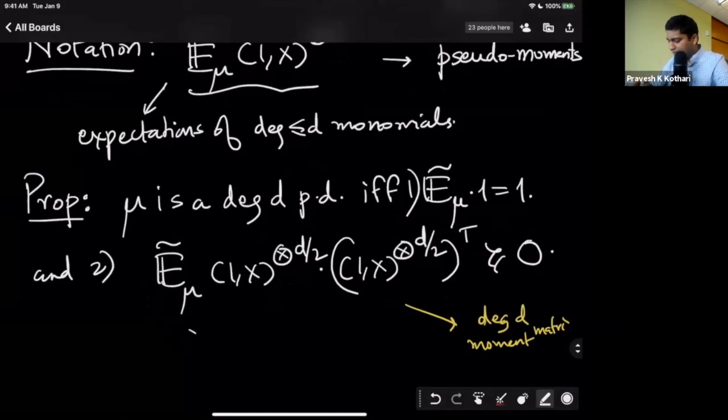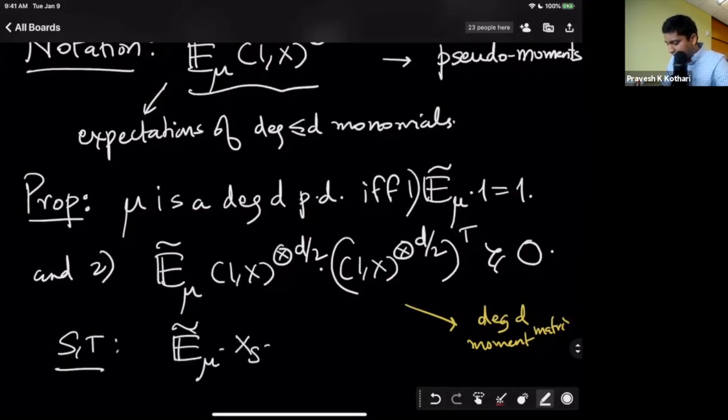Hopefully there should be no difficulty in parsing this notation, but basically, just to help you parse it a little bit, its rows and columns are indexed by d/2 tuples of integers from 1 through n. And if you take any s comma tth entry, then the entry of this matrix is going to be the pseudo expectation of the monomial x sub s multiplied by the monomial x sub t. So the s comma tth entry equals pseudo expectation of xs xt.